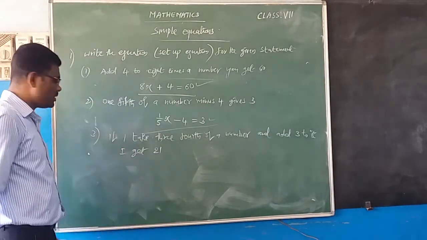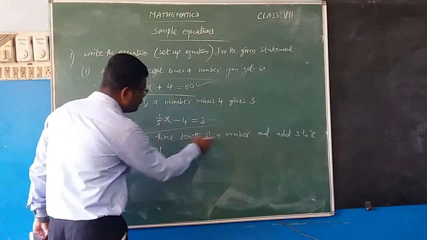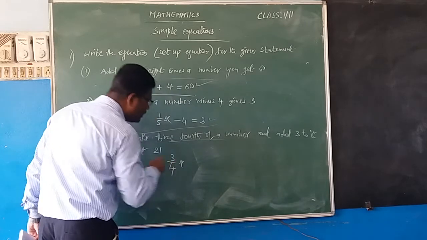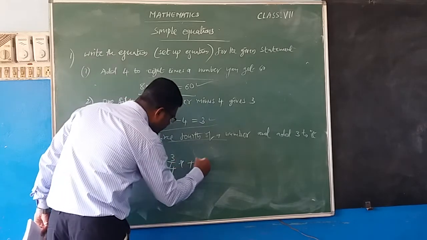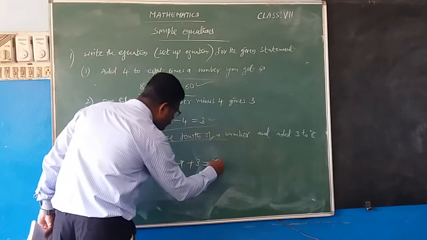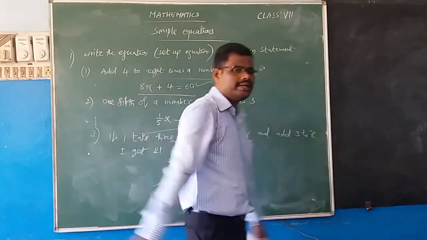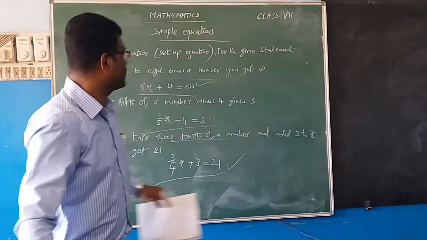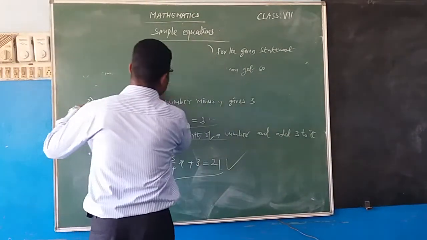How to write the equation? If I take 3/4 of a number and add 3, the result is 21. Very easy, we can write it easily. Last question. So see, the last one.